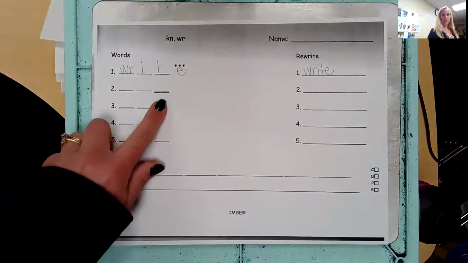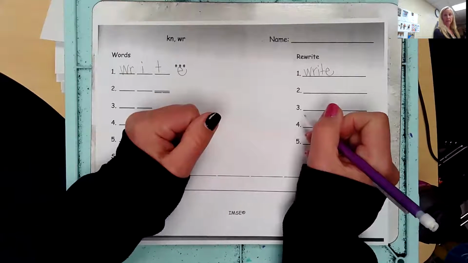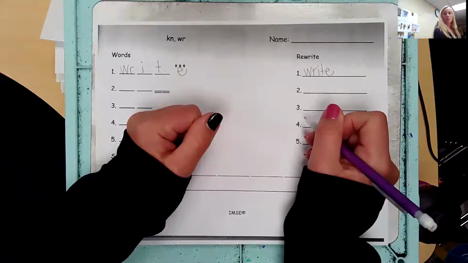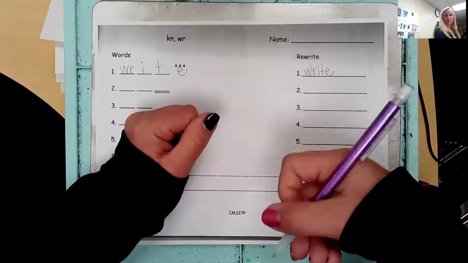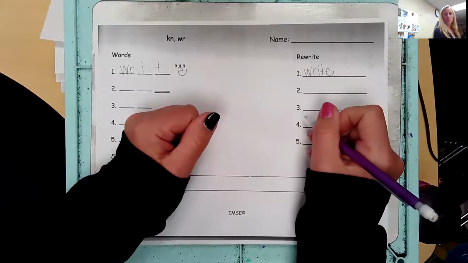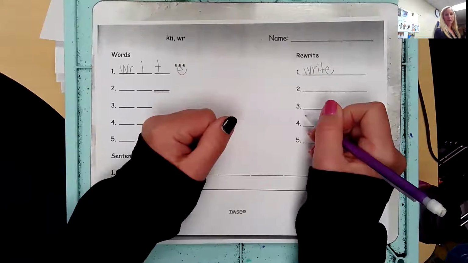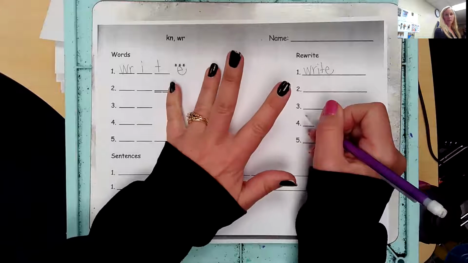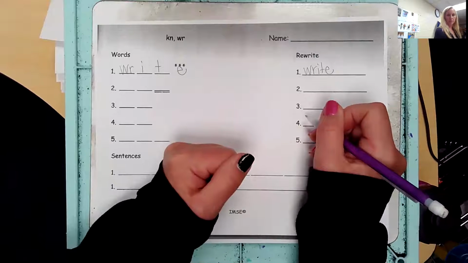All right, let's look at number 2. We have too many sound lines. We have a blend at the end. Here we go. The word is wrist. I will bend my wrist in order to write the words. Wrist. Ready? Pound it out. Wrist. Tap it. Wrist.